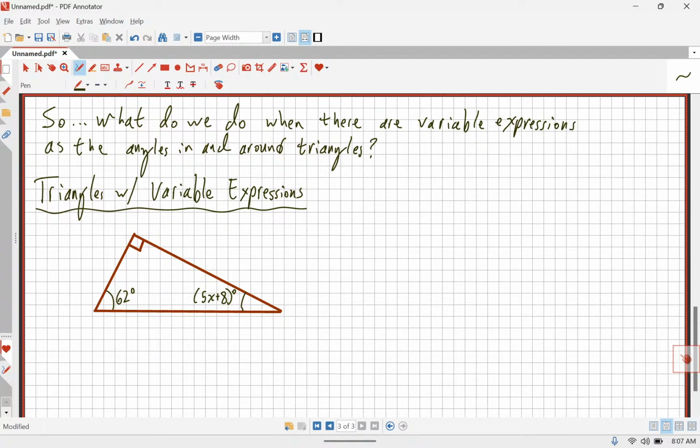Michelle, how did you find that angle measure? Very good. 180 minus 90 minus 62, which is 28. Beautiful. How many of us got that the measure of that angle was 28 degrees? But now, guys, I'm not only going to ask you for the measure of that angle, I'm going to ask you for the value of x as well. Michelle, do you think you know how to set up an equation so we can find out what x is?